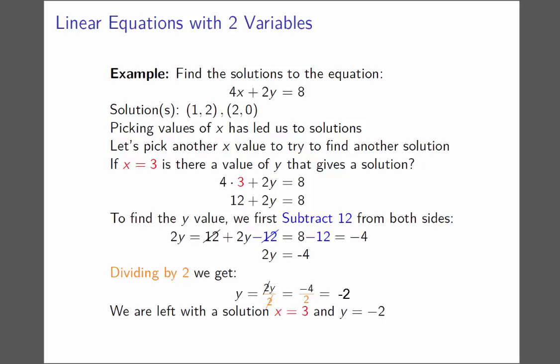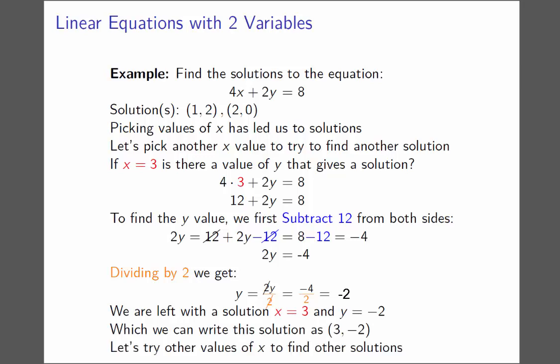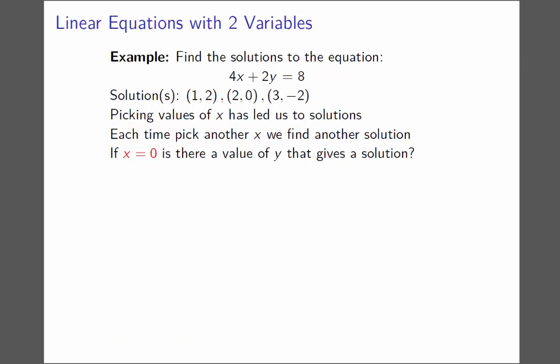We are left with the solution x equals 3, y equals negative 2, which we can write as the pair of numbers (3, -2). Let's try another value of x to find other solutions. What if x is 0? Is there a value of y that gives a solution?